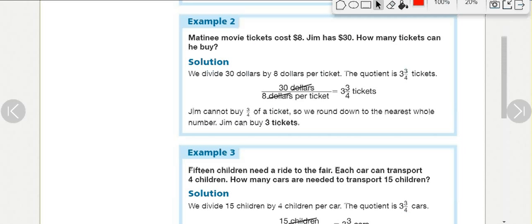Example 2, matinee movie tickets cost $8. Jim has $30. How many can he buy? $30, and you can get $8 a piece. You put 8 into 30. It doesn't go in evenly 4 times. It only goes in 3. And 6 over 8 is, no, it's 3/4.